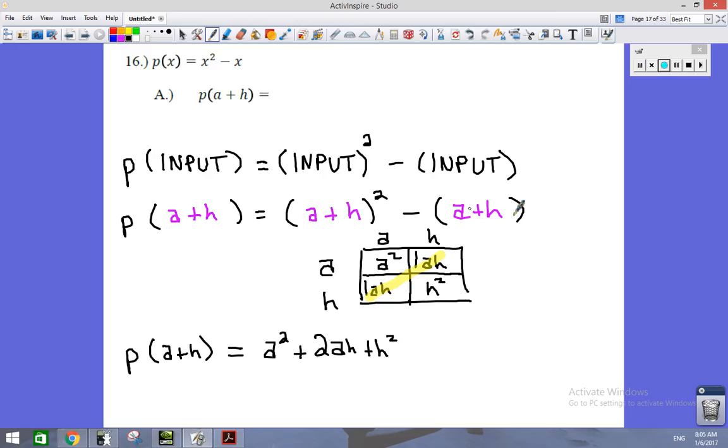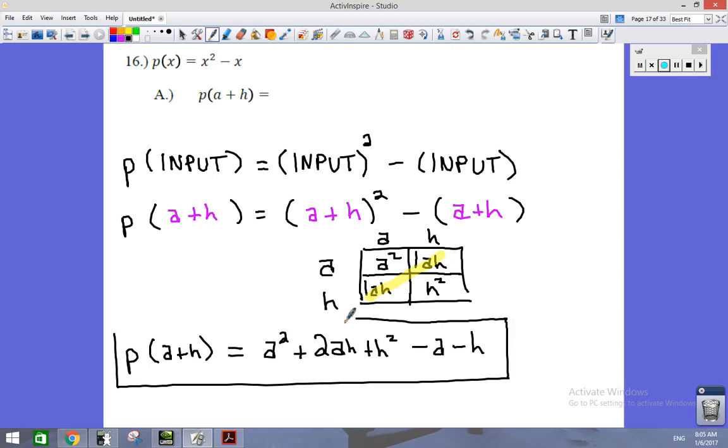I still have the subtraction to do, and sometimes you'll see students get so focused on the table that they forget to subtract this. I'm going to go ahead and distribute that subtraction all the way through here. Okay, now I don't have any like terms to combine, so this is my final answer for part A.